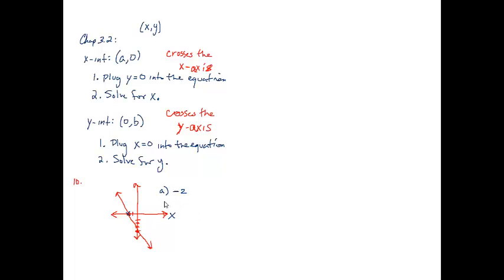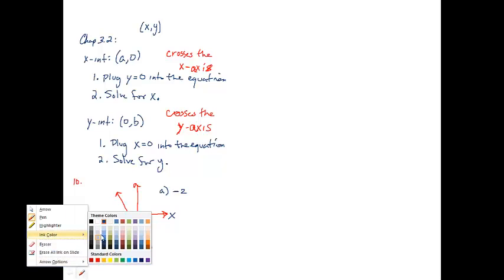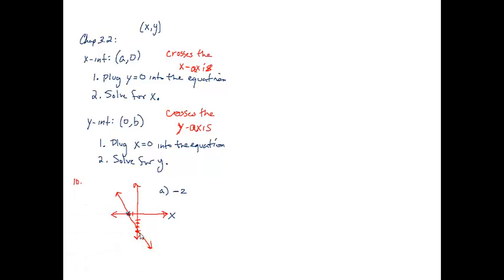So part A says find the x-intercept. It's -2. That's where it crosses the x-axis. Now, the y-intercept is where the graph crosses the y-axis. So let's get another color. This is the y-axis, so it's down here. 1, 2, 3, 4. It crosses here at 4, which means the y-intercept is -4. So the x-intercept is where the graph crosses the x-axis, and the y-intercept is where the graph crosses the y-axis.